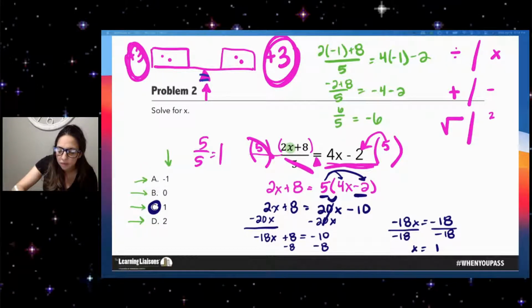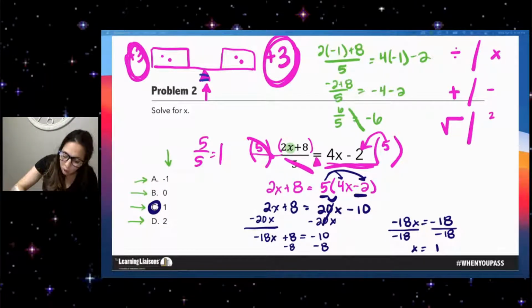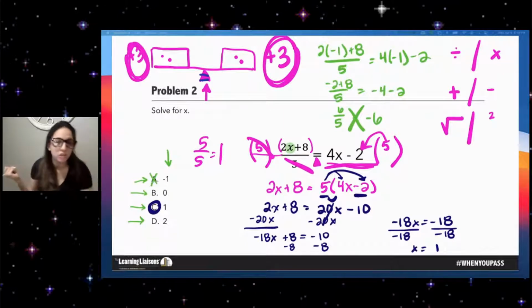Is 6 over 5 the same thing as negative 6? It is not. So I know that this is not my answer.